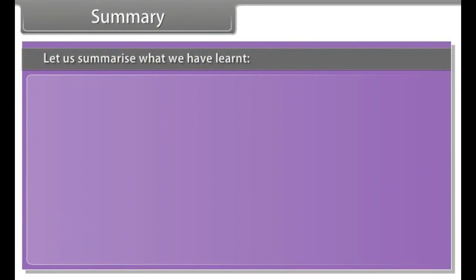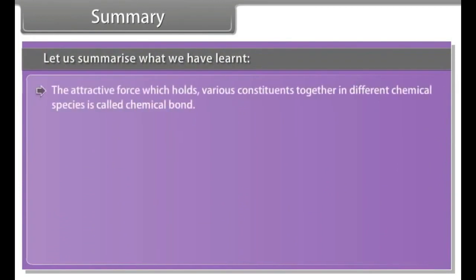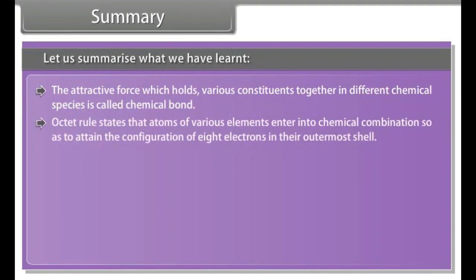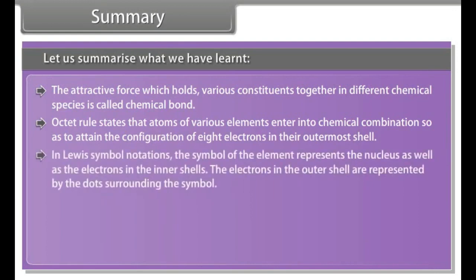Summary. Let us summarize what we have learned. The attractive force which holds various constituents together in different chemical species is called chemical bond. Octet rule states that atoms of various elements enter into chemical combination so as to attain the configuration of 8 electrons in their outermost shell. In Lewis symbol notations, the symbol of the element represents the nucleus as well as the electrons in the inner shells. The electrons in the outer shell are represented by the dots surrounding the symbol.